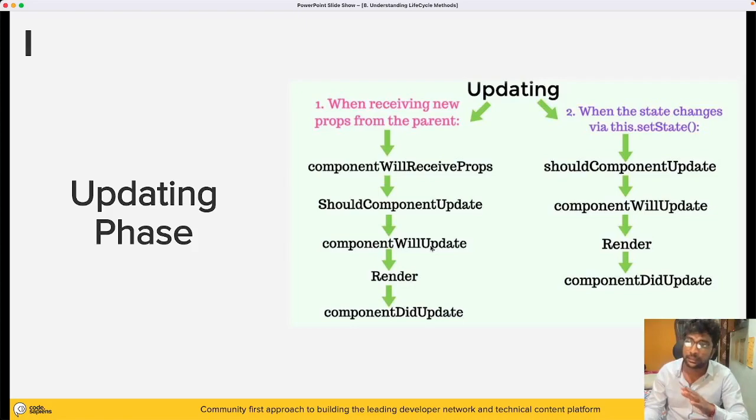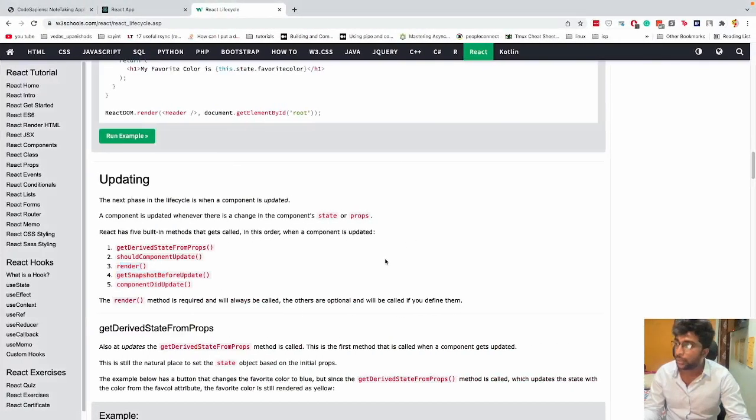I'm just discussing this because some people might be using the older version of React, where you get to see will update and will mount, right? But the current updation phase of React.js is: get derived state from props, should component update, then the render method, and then get snapshot before update. We'll see what this get snapshot before update is. And the last lifecycle is component did update.